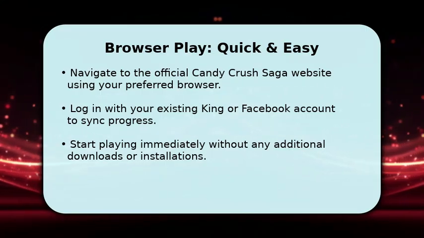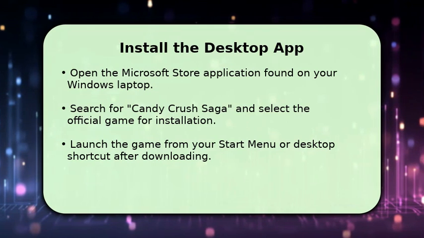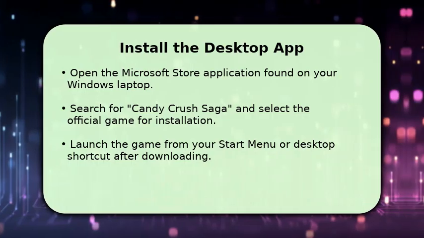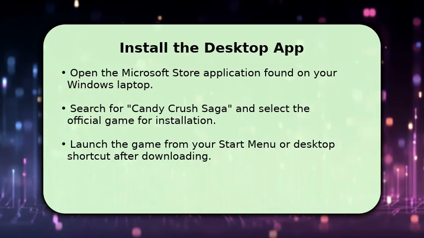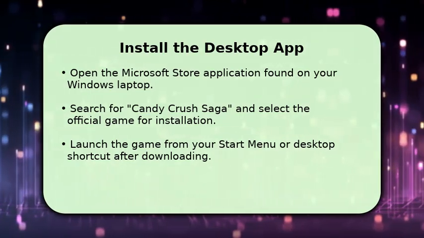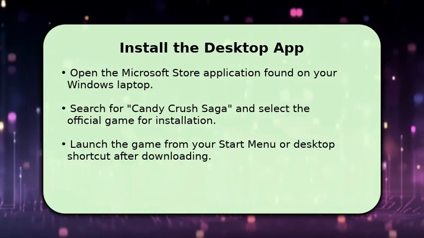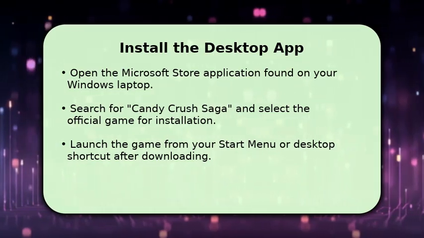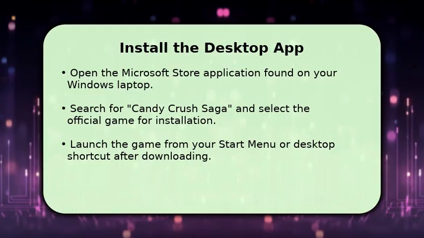few moments. For a more integrated experience, you can install the Candy Crush Saga application directly onto your laptop. If you are using a Windows computer, simply open the Microsoft Store, which is usually found on your taskbar or Start menu. Search for Candy Crush Saga, click to install, and the game will download and set up automatically. Once installed, you can launch it just like any other program, enjoying a dedicated gaming environment.